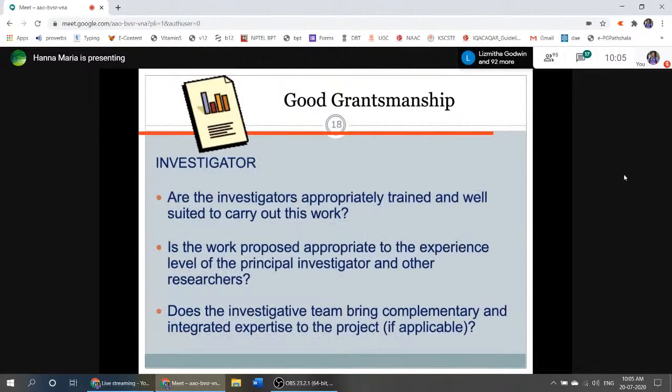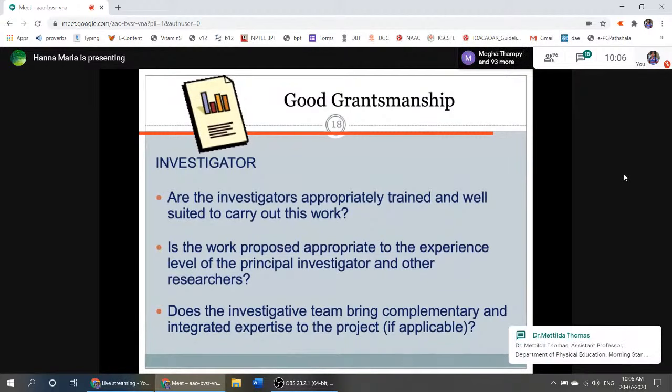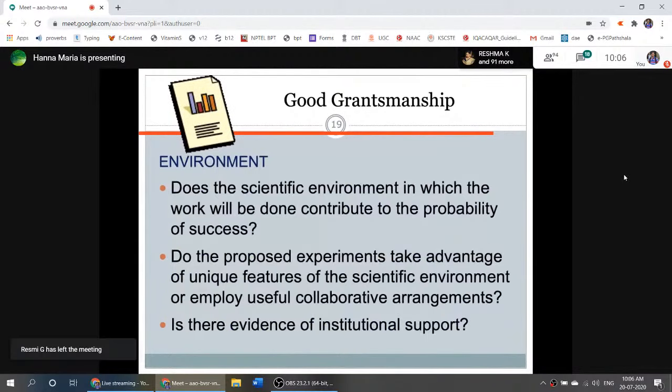Investigator. The team will always look at whether the investigator is capable. Does he carry the required skills? Are the investigators appropriately trained and well-suited to carry out this work? I get lots of projects from different parts of the world. I always look at the skill of the investigator. I always look at his past publications. I always look at his previous projects.